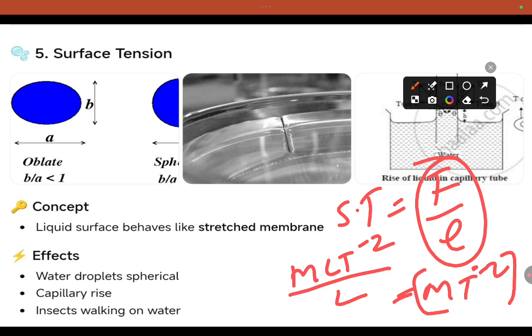So this is about the dimensional formula. Liquid surface behaves like a stretched membrane. That is known as surface tension. Water droplets are spherical because of surface tension. Capillarity occurs because of surface tension. Insects like mosquitoes and flies walk on water because of surface tension.